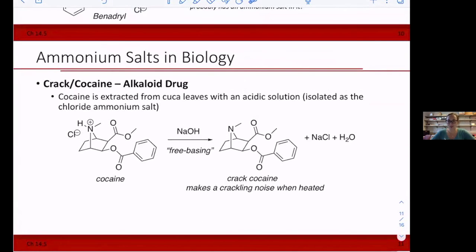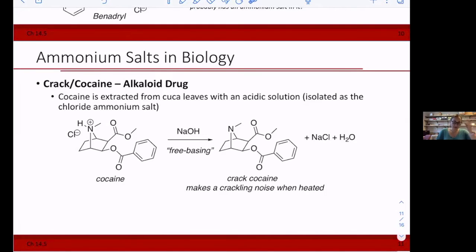Additionally, why not talk about cocaine? Everybody's favorite illicit drug. I don't know. So cocaine is extracted from coca leaves with an acidic solution. If you grind those leaves up and then add acid to it, it makes the salt version of cocaine, and that's how you actually isolate it. It now dissolves in water, so then you can just take the water and wash it and then evaporate all the water off, and then you have your cocaine.